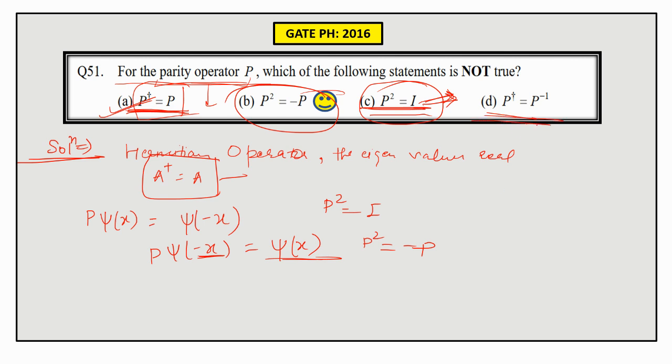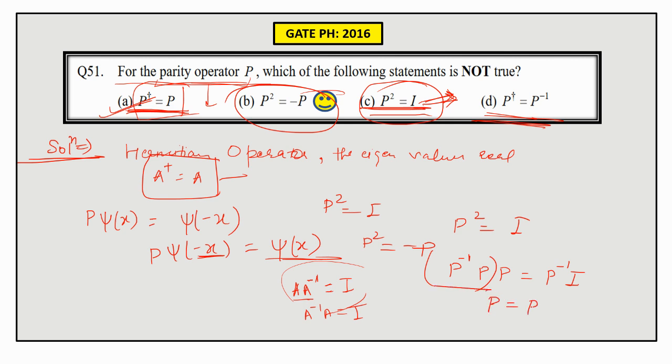If you want to verify this, it is very easy. P square is I, right? On both sides apply P inverse. In 12th, when we studied determinants, there was one thing like A inverse A equals I, the identity matrix. So P equals P inverse. This question was quite straightforward. If you knew P square equals I, you could easily find out that this is the wrong option. I hope this question is clear to everyone.